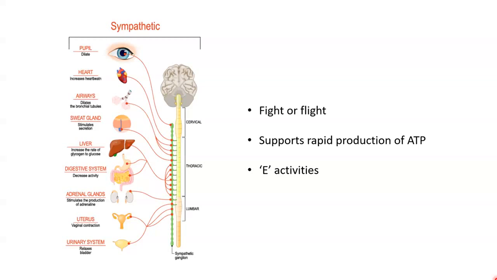Your liver will increase the conversion of glycogen to glucose. So taking that stored form of glucose and breaking it down so it can now go back into your blood and to the organs that need it. And blood will be diverted away from the kidneys so that your body isn't wasting precious energy and resources filtering blood to produce urine. Instead, they'll redirect that blood flow to more important organs. So things like your muscles, your brain, your heart, and your lungs.